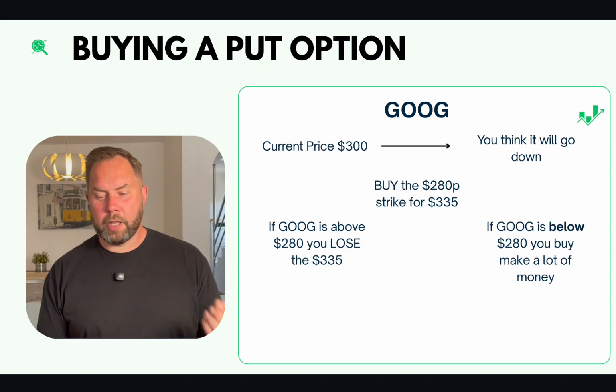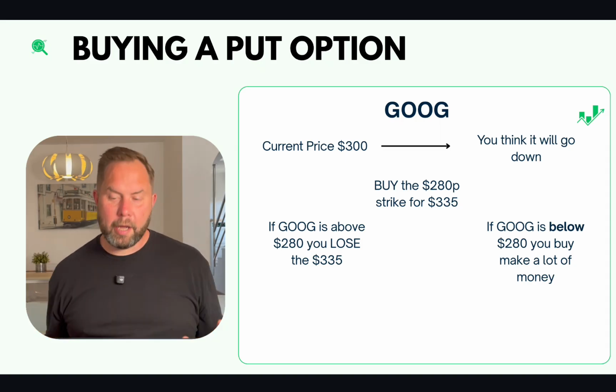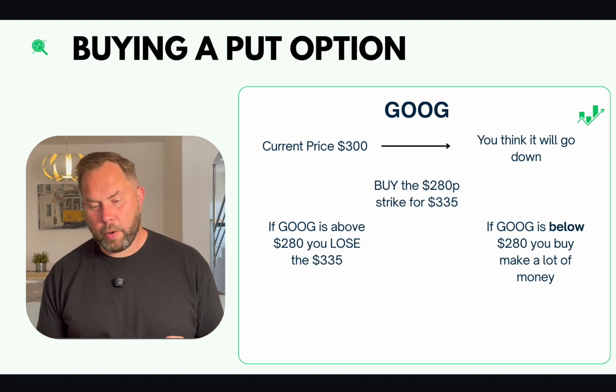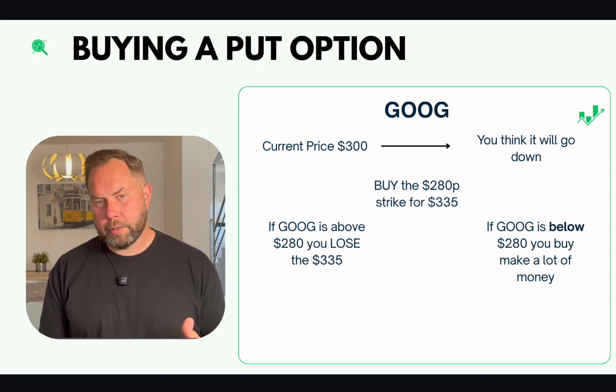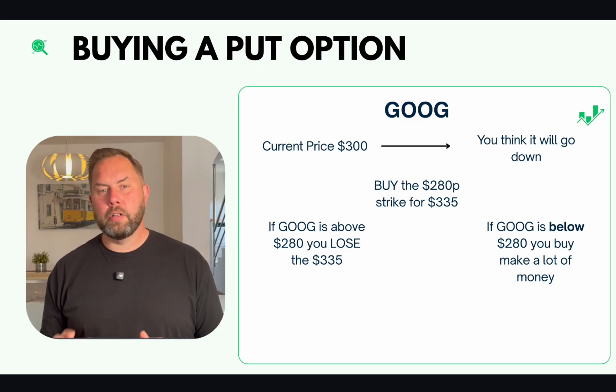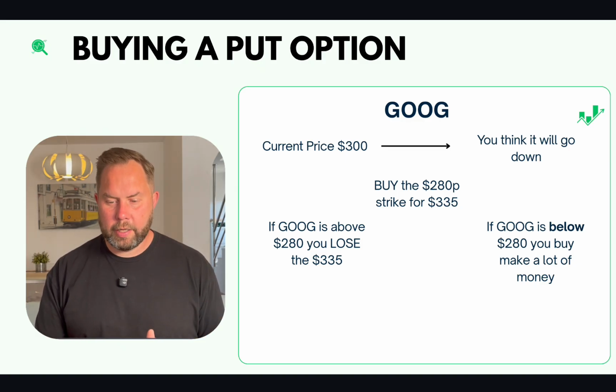But if Google is below 280, you're going to make a ton of money on that option and you did very well. However, when you buy a put option or you buy a call option, you can never lose more than what you paid for the contract. In this case, it's 335.